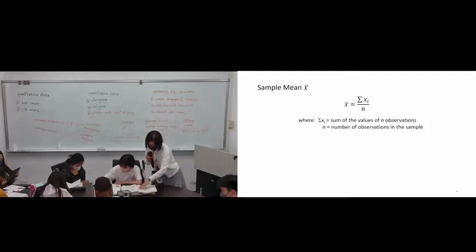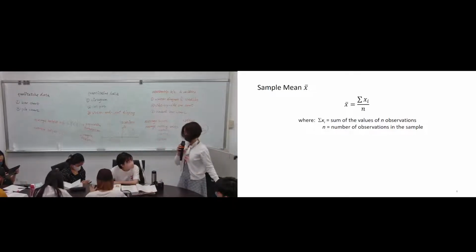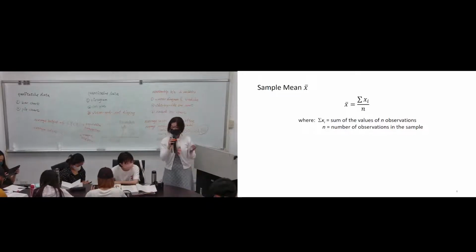And then formula 3.2, to calculate the population mean. The denominator is capital N. Capital N represents the number of observations for the population.